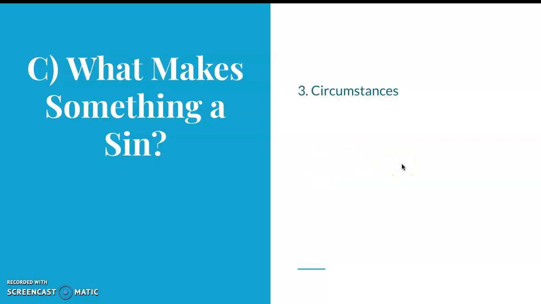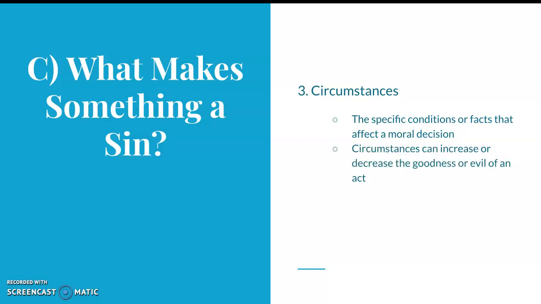And last one, number 3, circumstances. So circumstances are specific conditions or facts that affect a moral decision. Now, if the object is the what, the intention is the why, the circumstances are the who, the where, the when, the how, those kinds of details. Circumstances can either increase or decrease the goodness or evil of an act, okay? They will affect a person's will, they will affect a person's knowledge, okay? So you have to consider those as well.